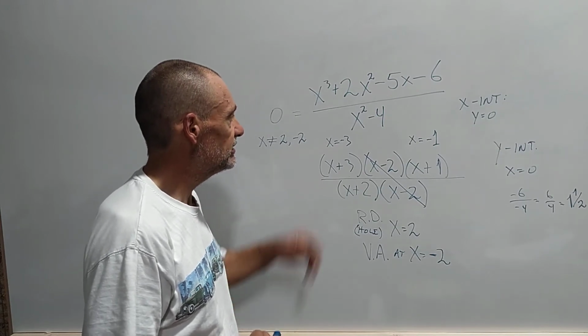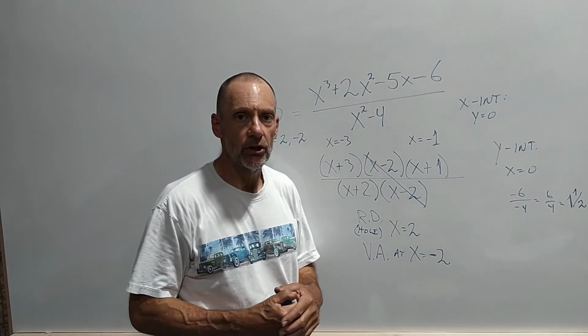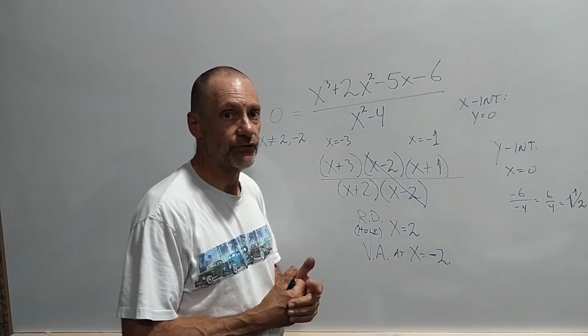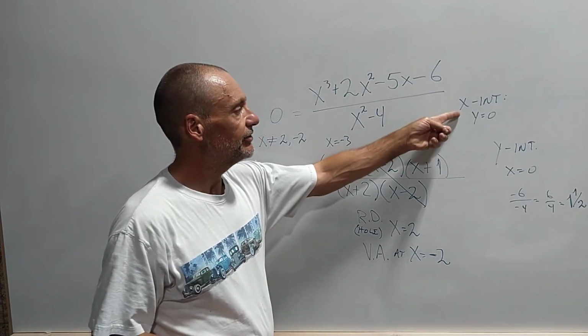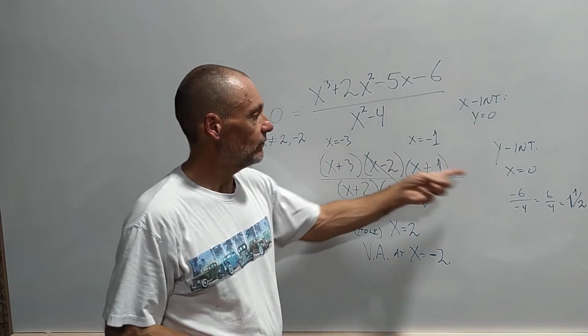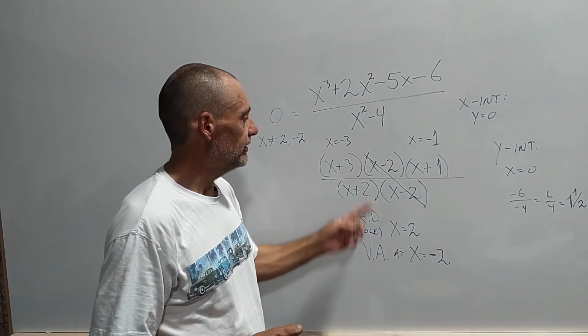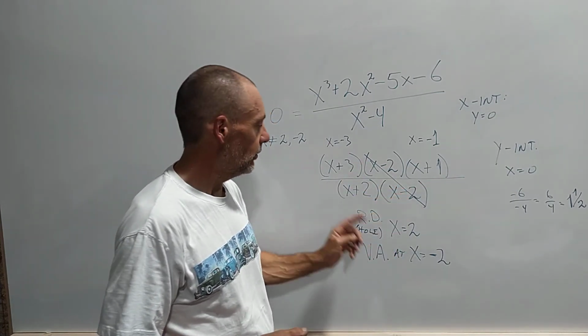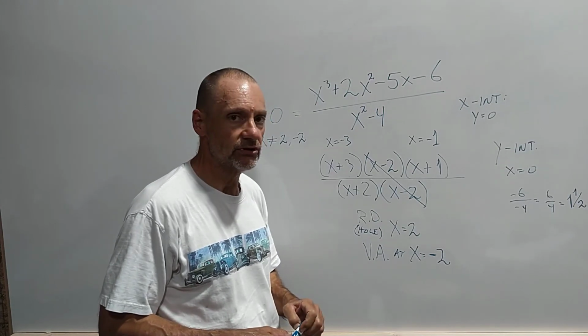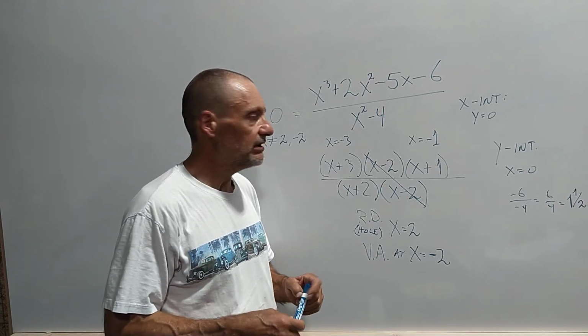Okay. So this is how you proceed with quotients of polynomials, rational functions: to find x-intercepts, to find y-intercepts, and to find removable discontinuities or vertical asymptotes. If you have any further questions about this, send me an email.